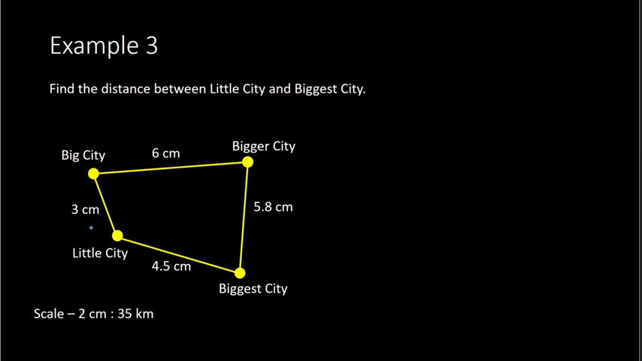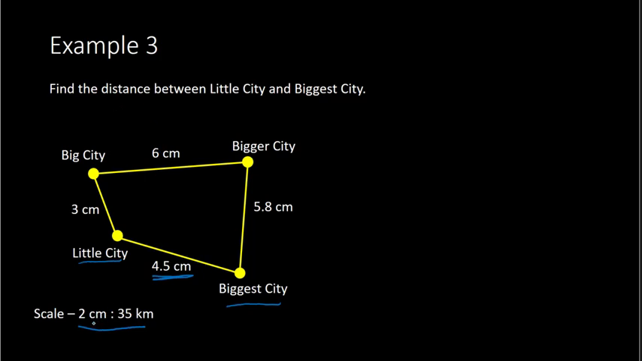Example 3. Here is an actual map illustration with a picture, and the scale is 2 centimeters is 35 kilometers. And the question is to find the distance between little city and biggest city. So little city is right here, biggest city is here, and the distance on the map is 4.5 centimeters. So I use that number and I use the scale to determine the actual distance.